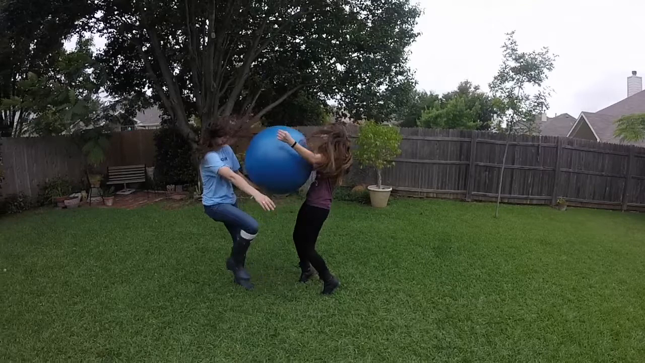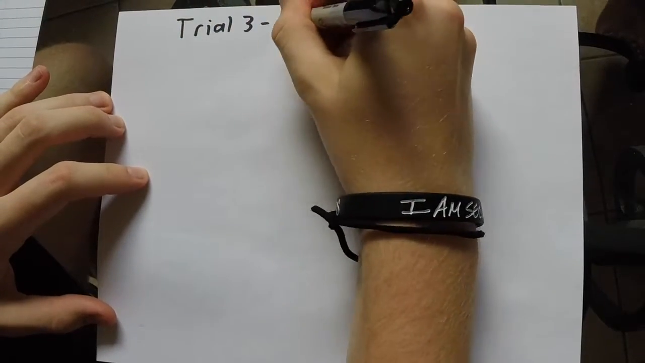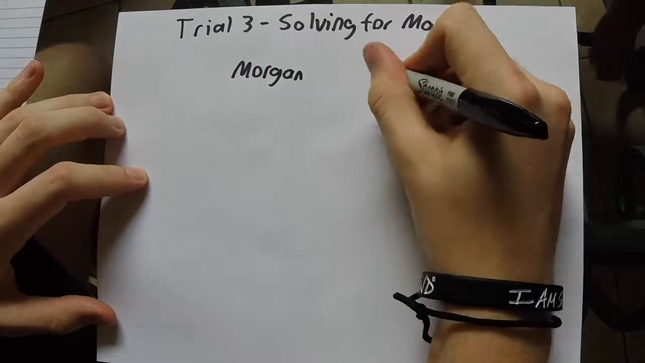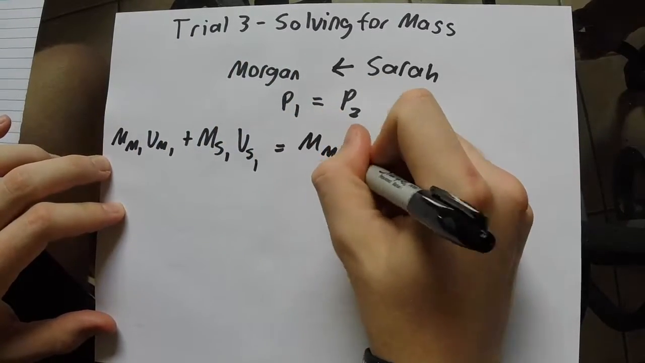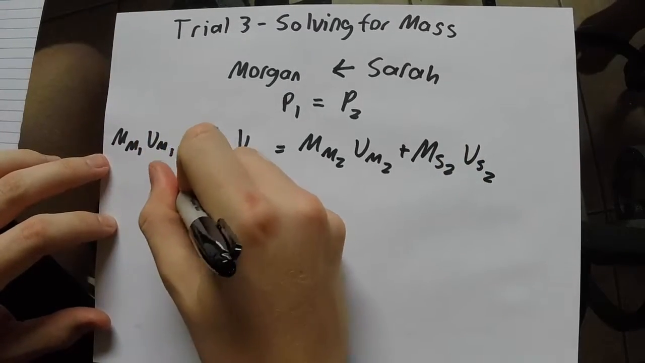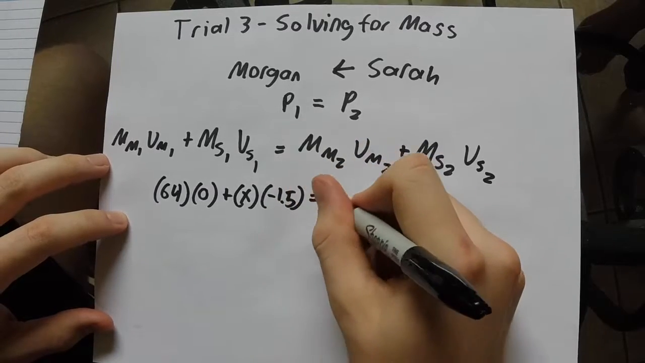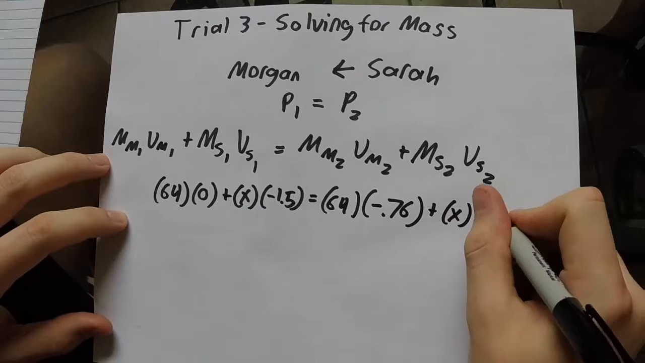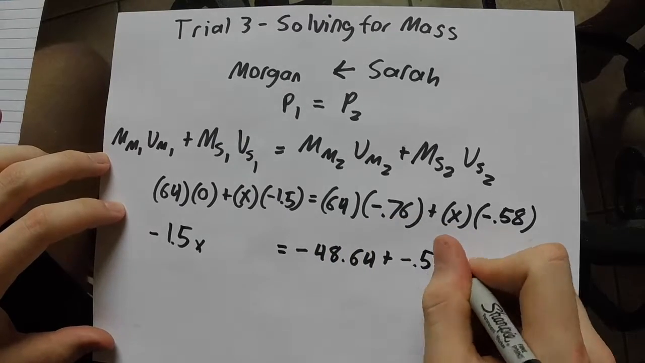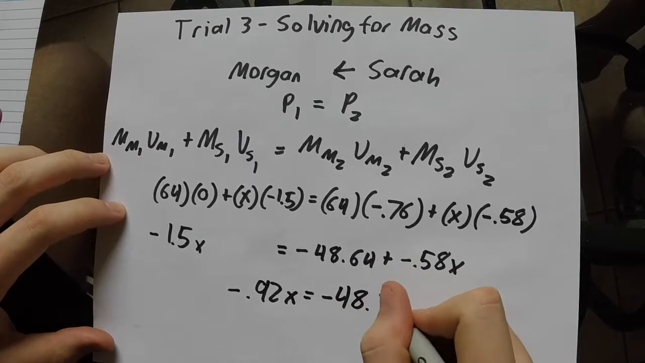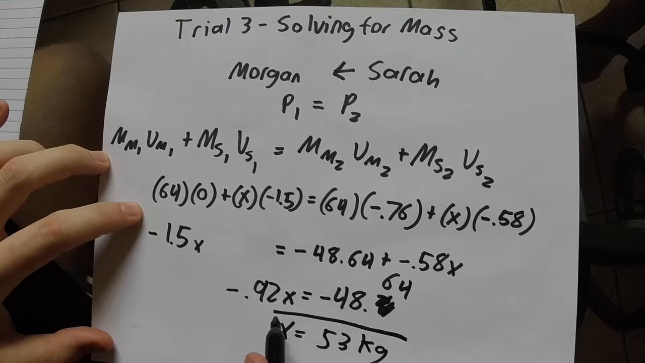We can also use the law of conservation of momentum to find a person's mass. So in this trial, Sarah is running towards Morgan while Morgan is standing still. Remember that the initial momentum equals the final momentum, and we can solve for the mass of Sarah. So the mass of Morgan times the initial velocity of Morgan, which is 0 because she's not moving, plus the mass of Sarah times the initial velocity of Sarah, which is 1.5, and we're solving for her mass, equals the mass of Morgan times the final velocity of Morgan plus the mass of Sarah times the final velocity of Sarah. So we plug in our values and we're solving for x, which is the mass of Sarah. Then move your x's to one side and solve for x, and you should get your final mass.